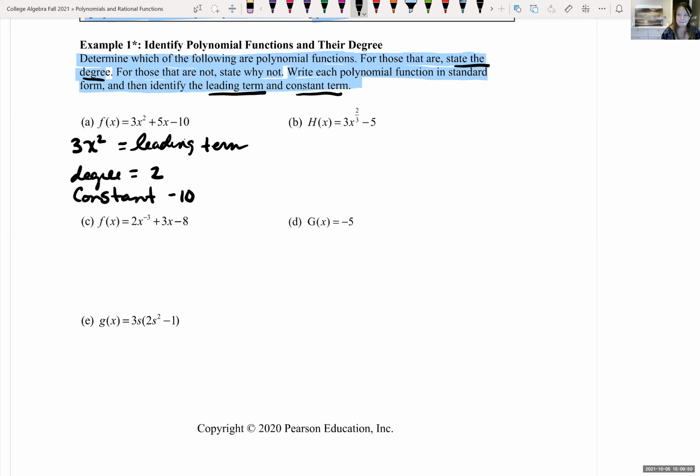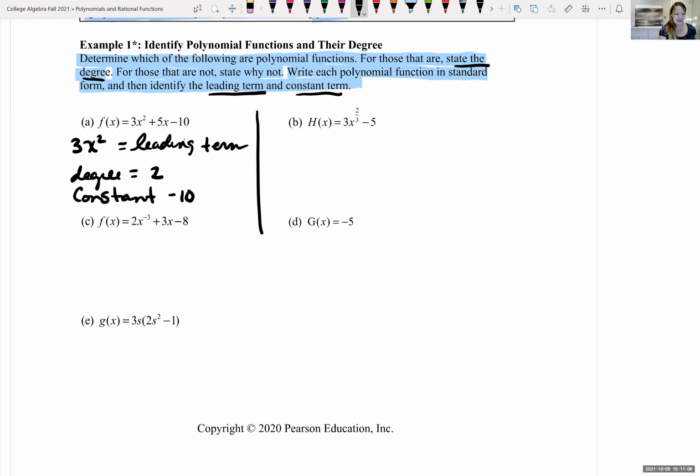So looking at B, h of x is equal to 3x to the 2/3 minus 5. Polynomial or not a polynomial? Okay, so h of x equals 3x to the 2/3 minus 5. In this case, this is not a polynomial. And the reason is our exponent is not a positive integer. This is because the exponent is 2/3.